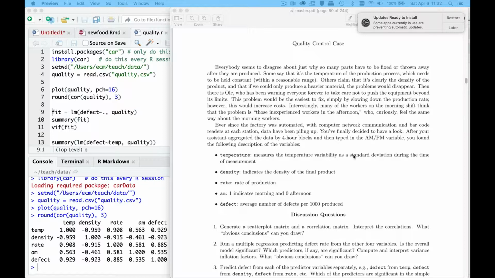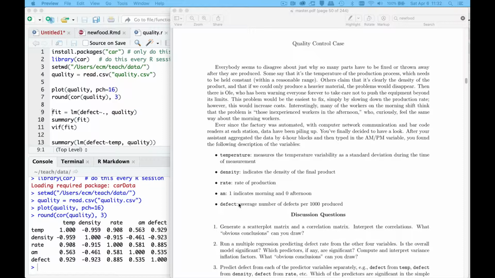Density refers to the density of the product. Assuming all the products have the same volume, what density means is how heavy that product is. Rate of production is just how fast we work. And then we have 2 shifts, a morning shift and an evening shift. The variable AM takes the value 1 for the morning shift and 0 for the evening.